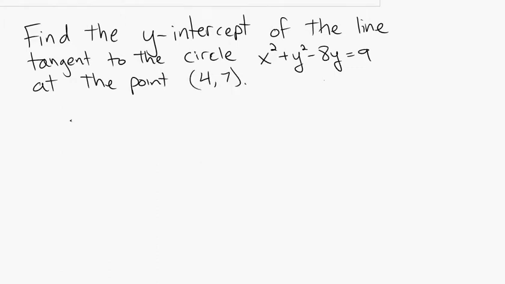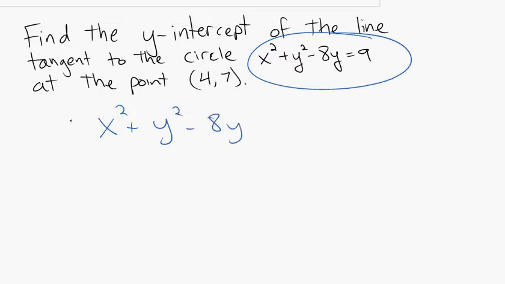This is: find the y-intercept of the line tangent to the circle at the point. Is this in the right form for the circle? No. That's the point of this problem, that it's not expressed in a form that we're comfortable with. So we need to do something about this form to make it more similar to what we're used to, and that is the standard form of a circle.